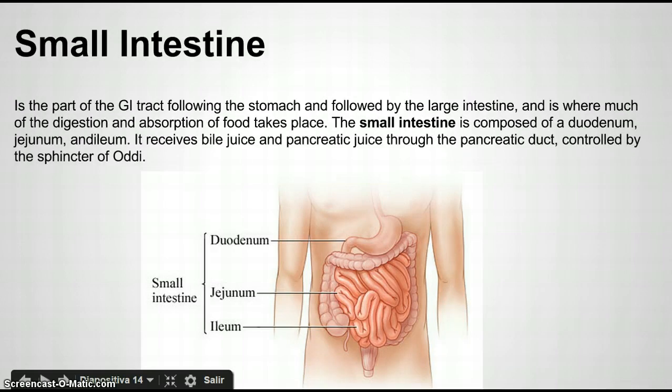Small intestine is a part of the gastrointestinal tract following the stomach and followed by the large intestine, and is where much of the digestion and absorption of the food takes place. The small intestine is composed of the duodenum, jejunum, and ileum. It receives bile juice and pancreatic juice through the pancreatic duct, controlled by the sphincter of Oddi.